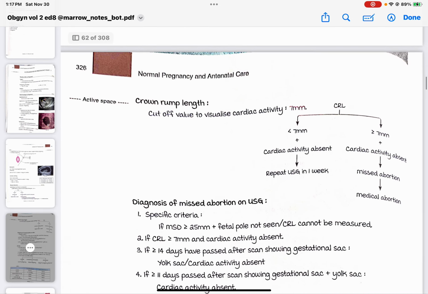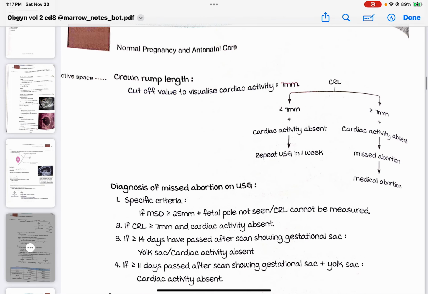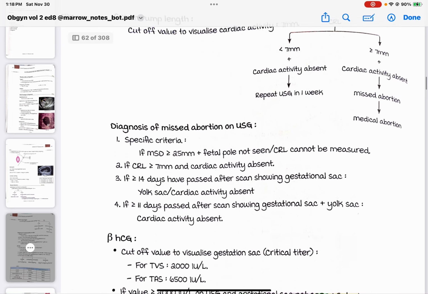Crown rump length, cutoff value to visualize cardiac activity is 7 mm. Crown rump length less than 7 mm plus cardiac activity absent, repeat ultrasound in 1 week. More than or equal to 7 mm plus cardiac activity absent, missed abortion, medical abortion.